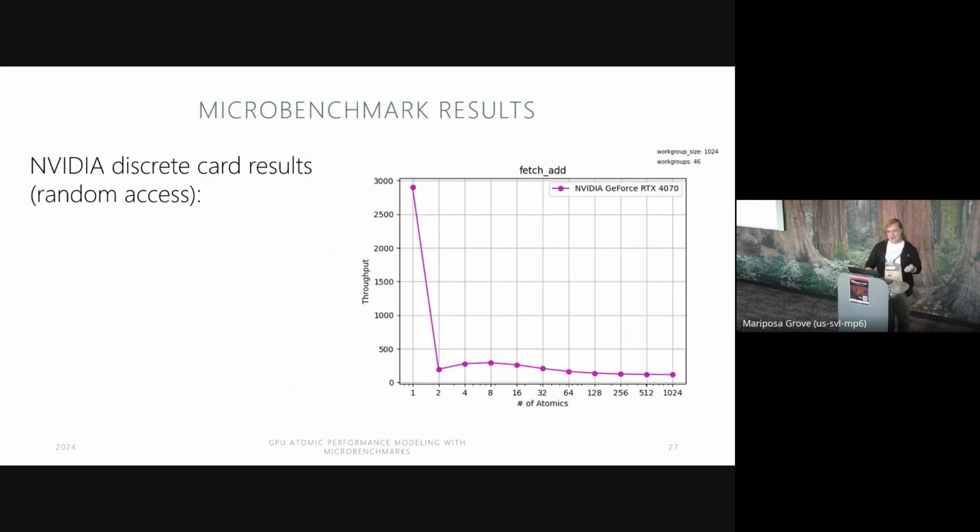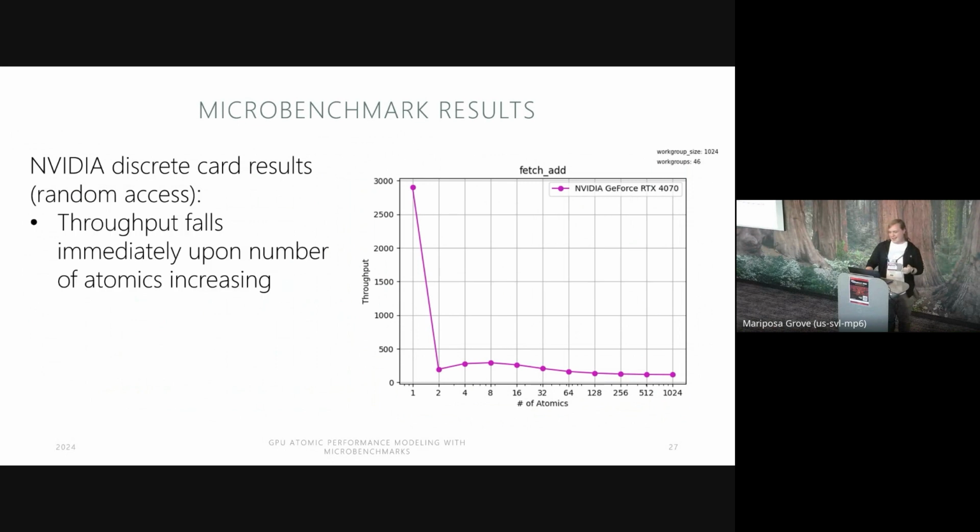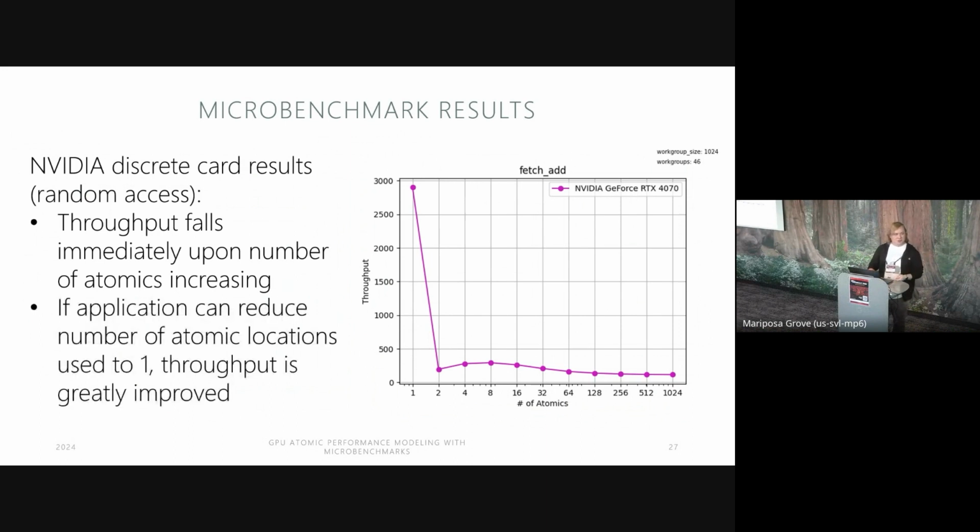Same case study, NVIDIA RTX 4070. The throughput falls immediately as soon as your number of atomics increases. At atomic 1, this matches up with the heat map you saw before, because at 1, you get maximum contention. Every single thread is trying to attack the same location here. And NVIDIA loves that. If you can reduce your number of atomic locations to 1, you'll get great throughput. But how do we characterize these results?